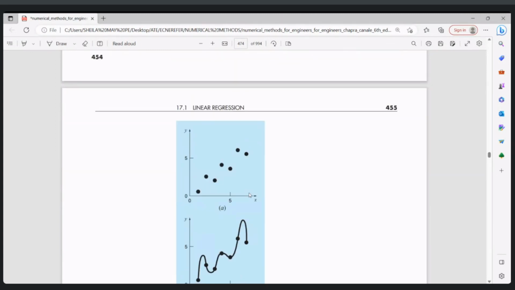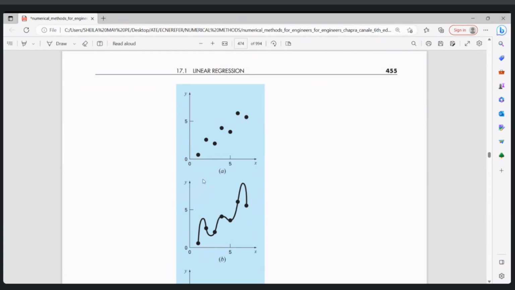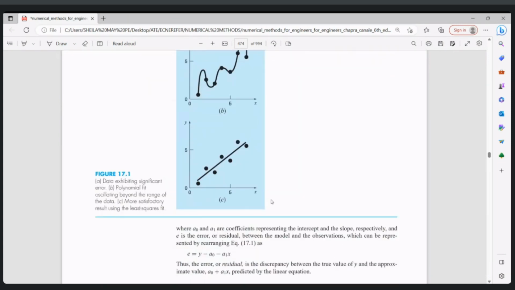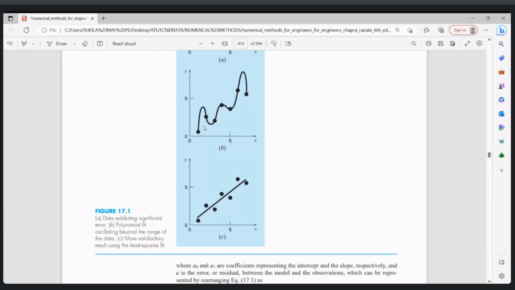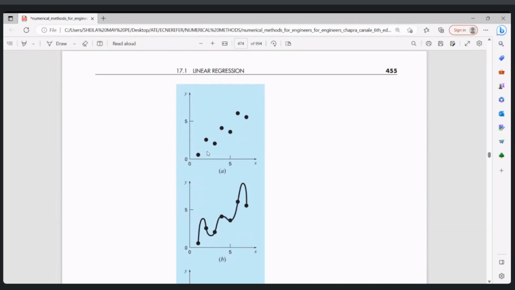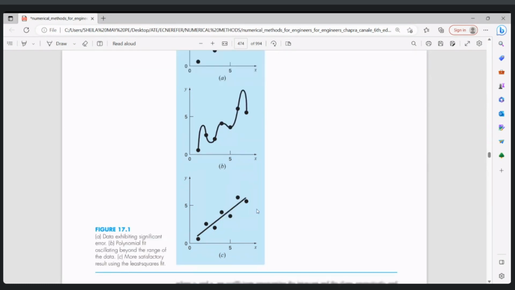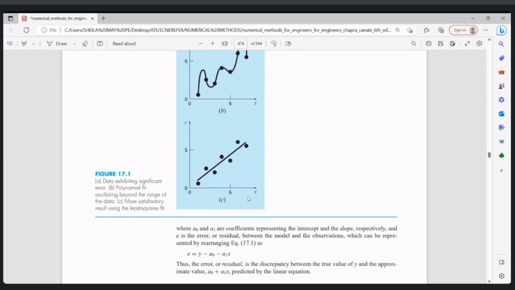Now we have here this set of data or points. We have this in figure A. We can see here the points. Now in letter B, class, this is a polynomial fit oscillating beyond the range of the data. It oscillates, so it's not on a straight line. Given this data, it oscillates, trying to approximate each point, going up and down. Now for letter C, this is the result for the least square fit.